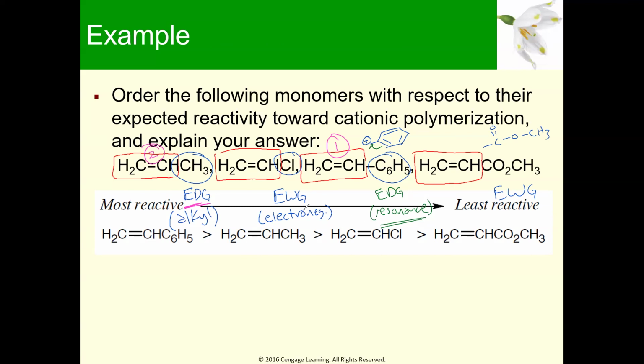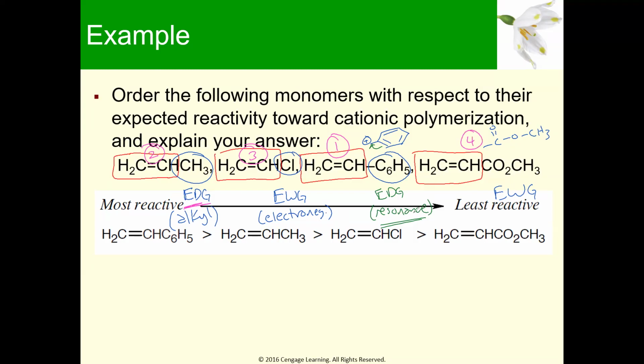Okay. And then the electronegative character of this chlorine is going to make it electron withdrawing. So it's going to be 3 in the third place. And then this ester group is just more electron withdrawing. It's kind of a memorization thing, like I said. So we'll give that 4.